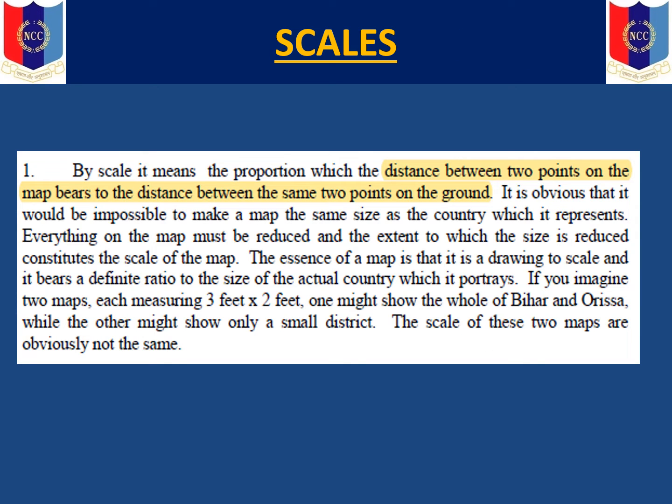You would appreciate that whatever is seen on the ground cannot be as such reproduced on a sheet of paper because of the size, obviously. So we refer to what is known as scales to depict the features on ground on a map sheet. So by scale, what it means is the proportion which the distance between 2 points on the map bears to the actual distance between the same 2 points on the ground. So for example, 2 kilometers on the ground is shown as 1 centimeter on the map sheet.